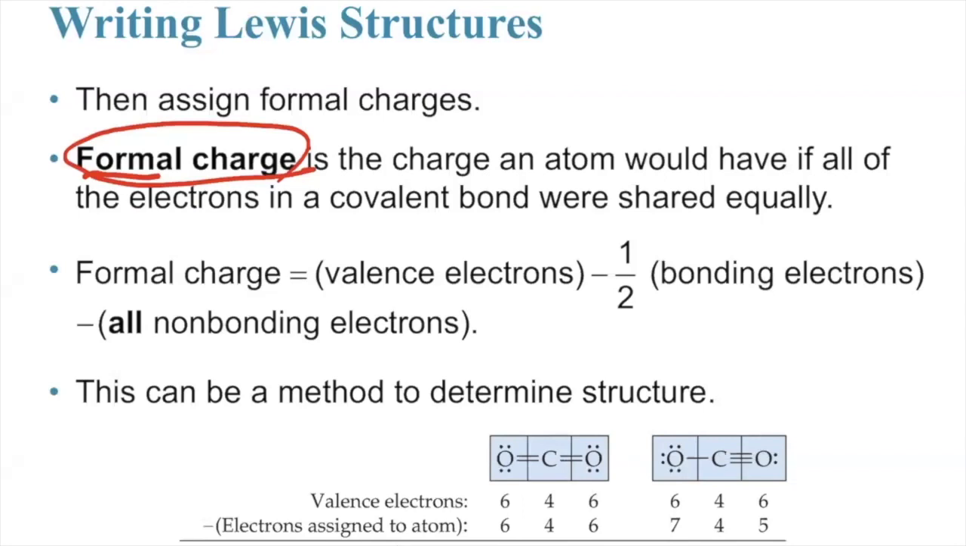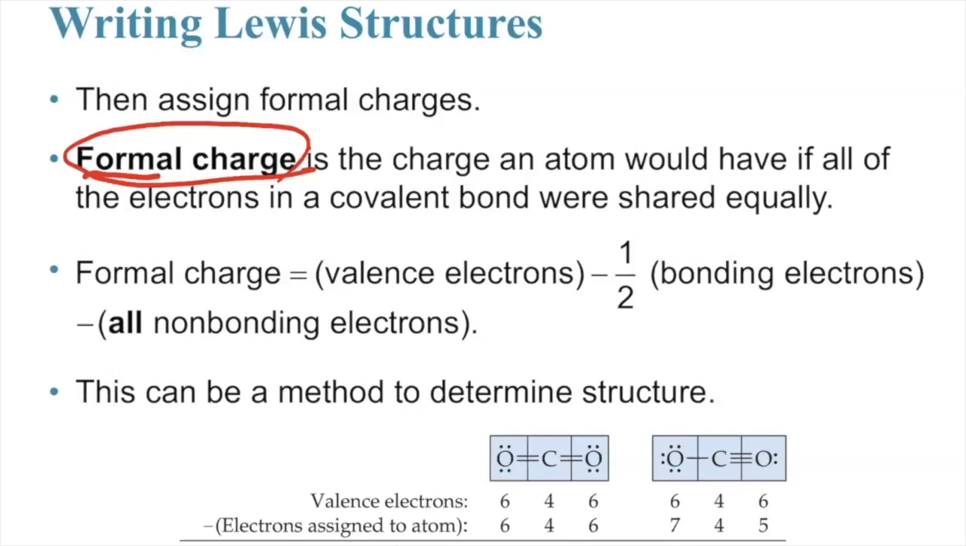So how do we get the 0? We're going to do 6 minus 1/2 times the bonding electrons. And in this case, how many electrons do you have bonding? So we can see that the formal charge is going to be 0.